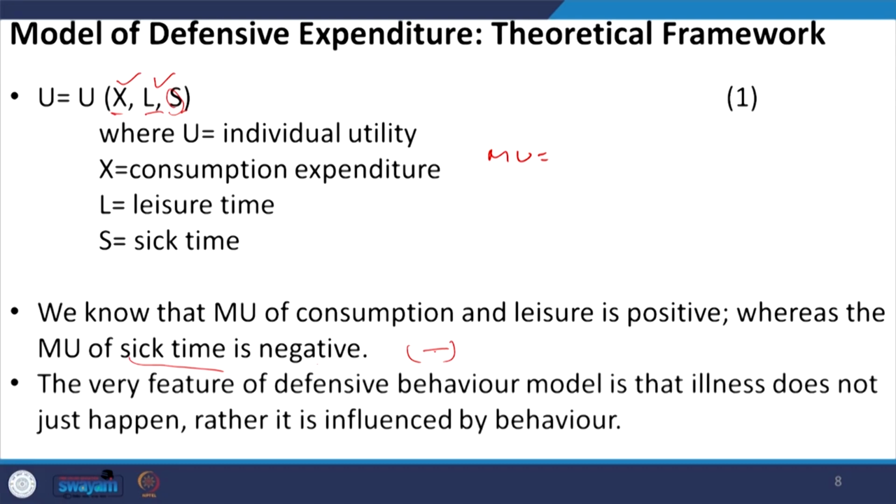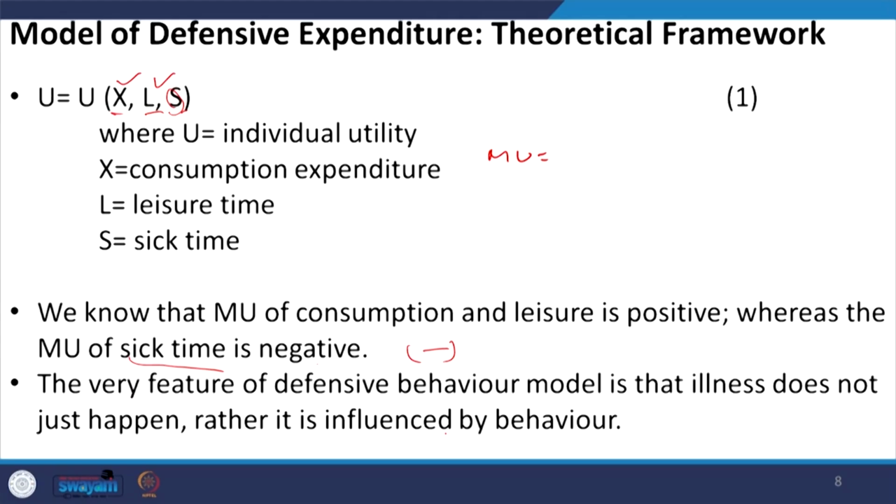And again, the very characteristic of this defensive expenditure model is that illness does not just happen. We cannot say that illness happens without any reason. If you are rational, then we have to search for the cause of this illness. The rational individual thinks about and searches for the factors because of which he is falling sick for how many days.